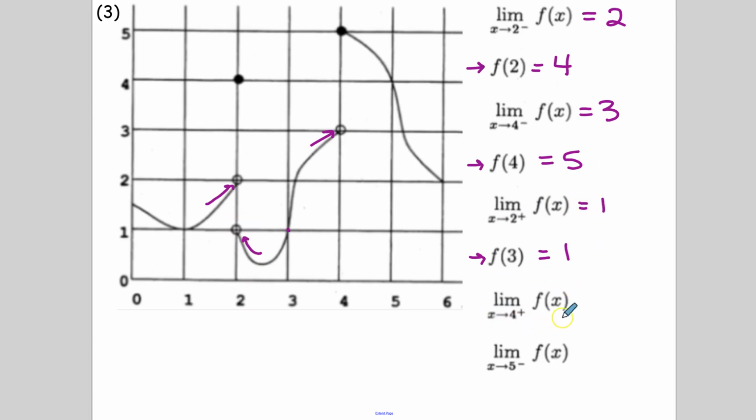The limit of f of x as x approaches 4 from the right. Here's 4, following the curve, approaching it from the right. We're going up toward a height of 5. The limit of f of x as x approaches 5 from the left. Here's 5. Let's look at the curve. As we get close to that, coming from the left, we're getting close to a height of 4. We actually reach a height of 4, but that's irrelevant.